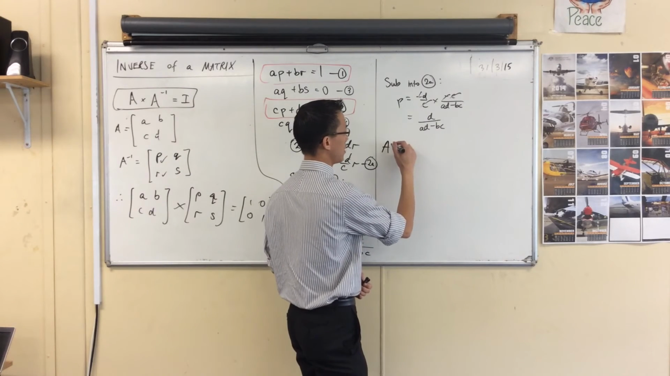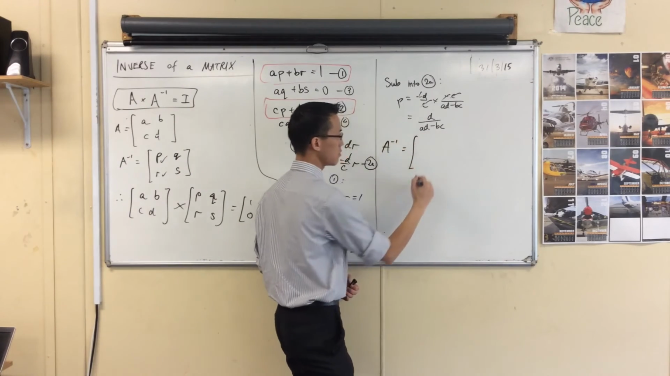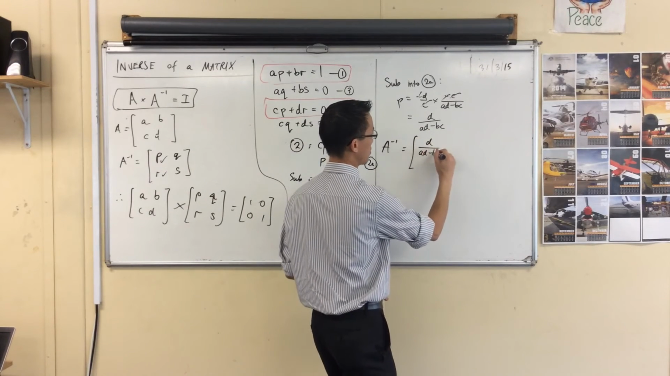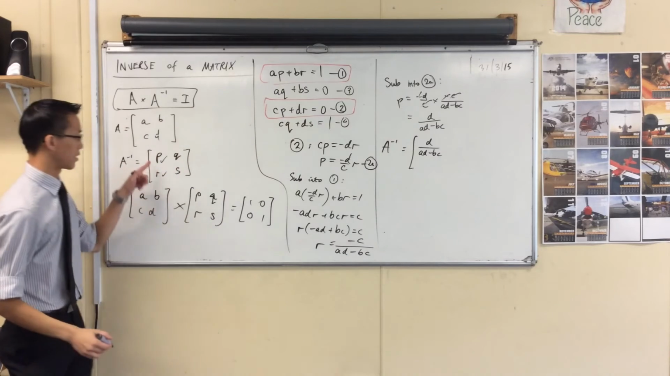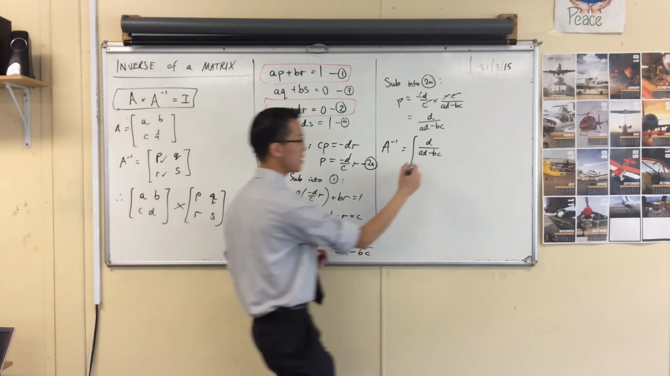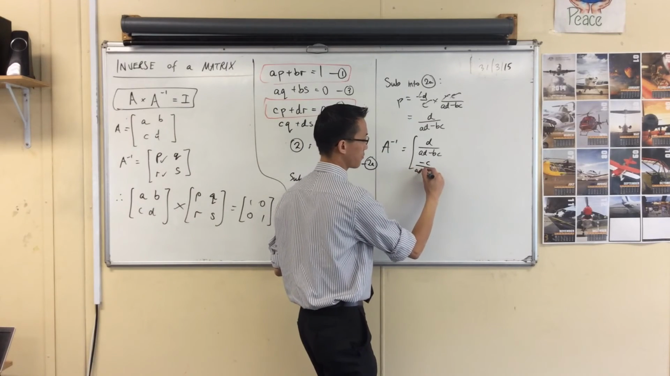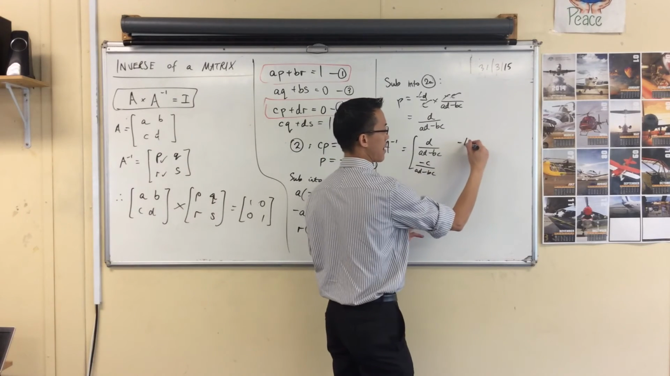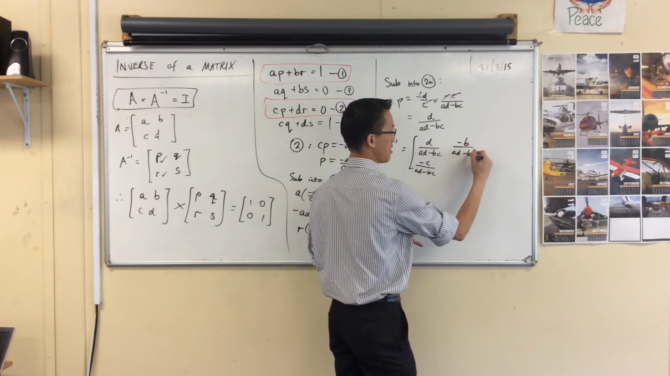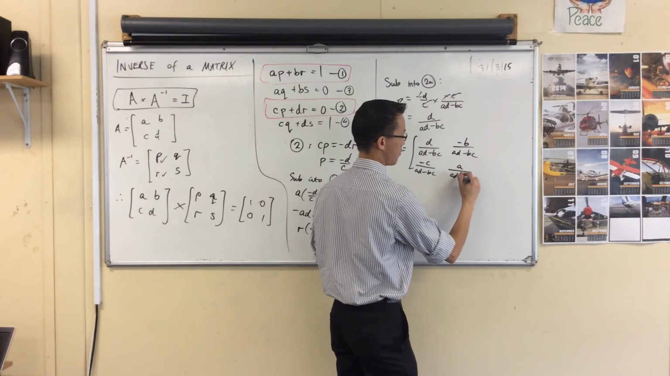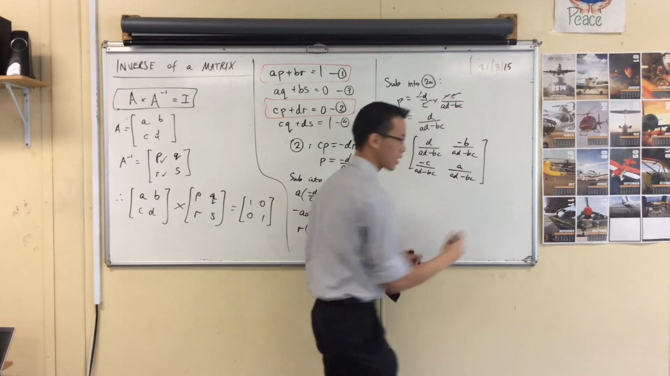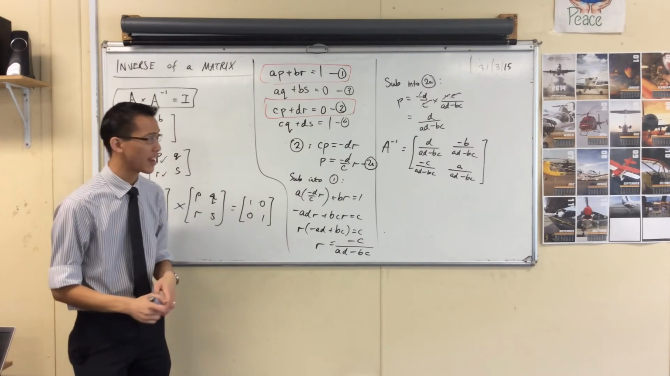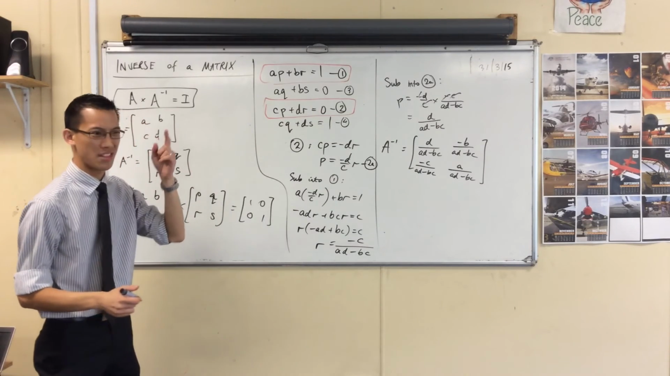You're going to get the inverse be equal to, okay, this is P, right? We just worked that one out. R is down here, minus C. And if you follow through with the algebra, what you'll find is you'll get minus B over here and A over there. Okay?